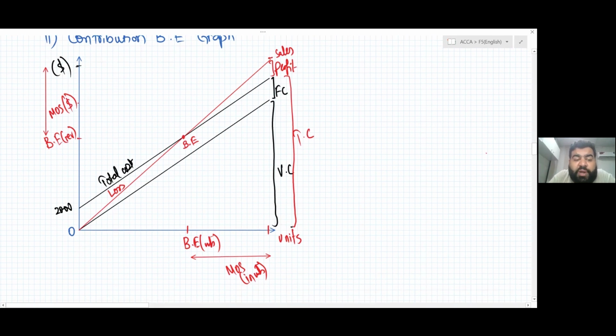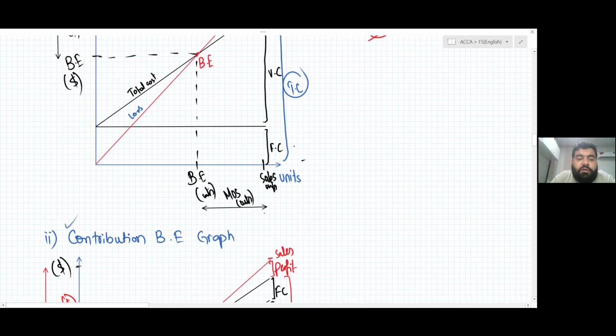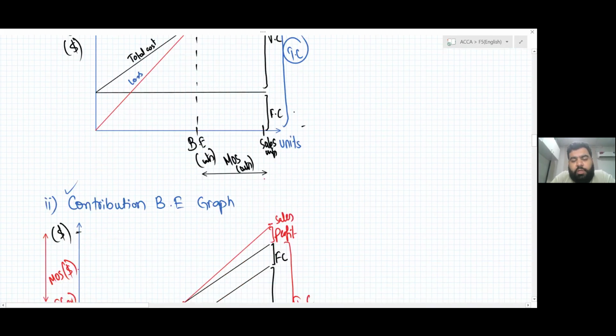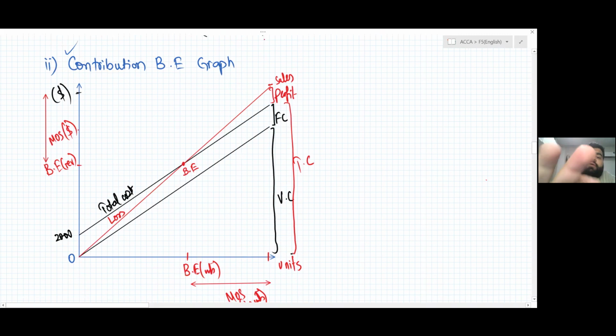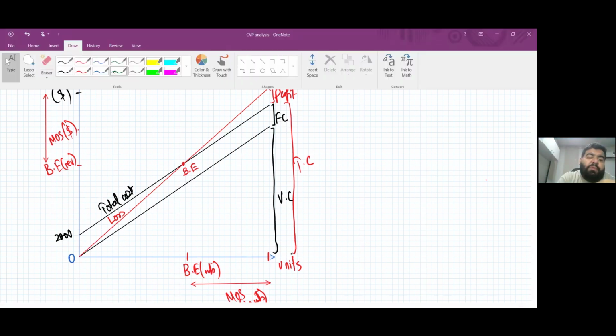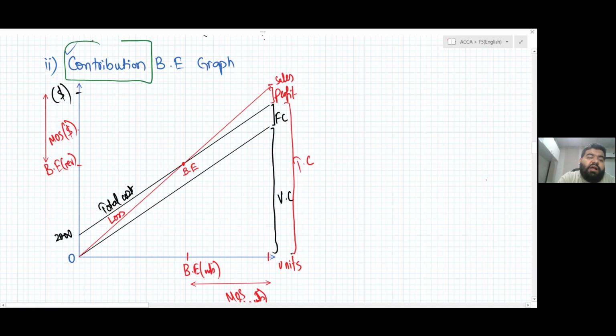Now, why have we made this type of graph if the simple break-even graph is working? There is no issue in the simple break-even graph, but if you see the name, it's written contribution break-even graph. It means in this graph, you can easily identify the contribution part. How? You know that sales minus variable cost is contribution. Confirm? But now I'm going to tell you one more formula for contribution at F5 level.